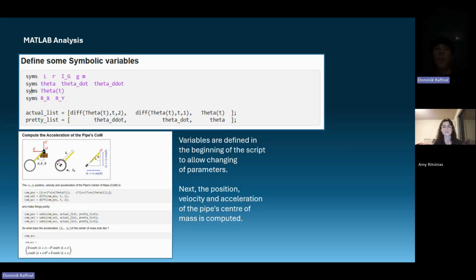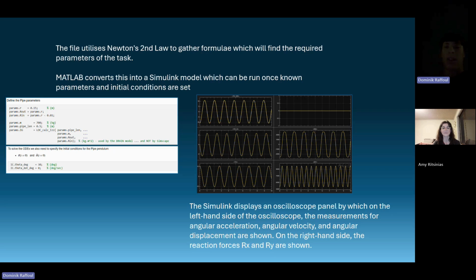MATLAB has set some functions first to define the symbolic variables. And the variables are defined in the beginning of the script to allow changing of parameters. So the position, velocity, and acceleration of the pipe center of mass is computed, which it then computes into a plot oscillation form.